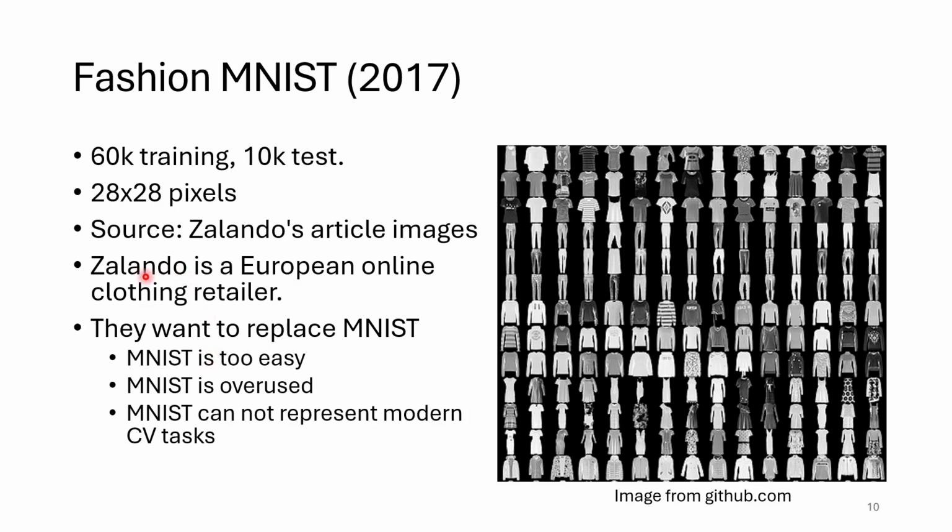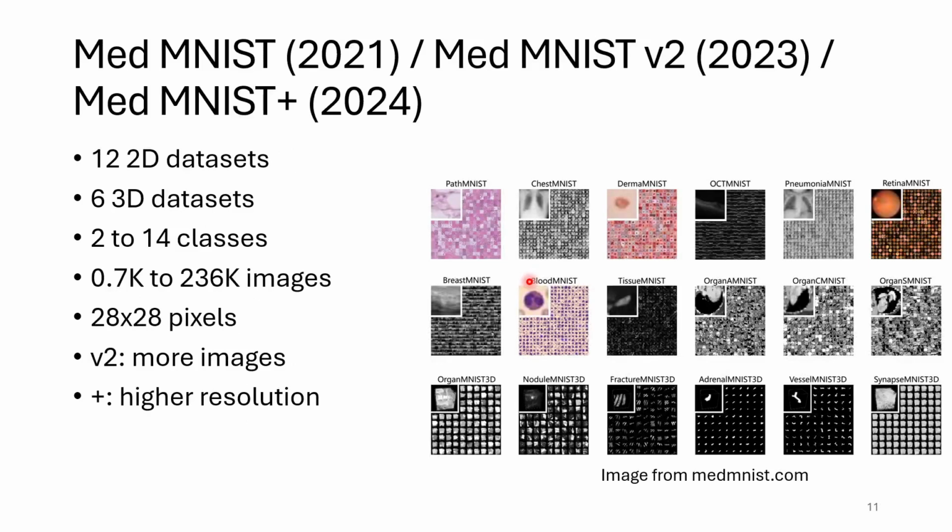So they propose it. Who proposed it? It is from Zalando. It's a company. What's the company? It's a European online clothing retailer. So everybody can propose their dataset for the image classification task.